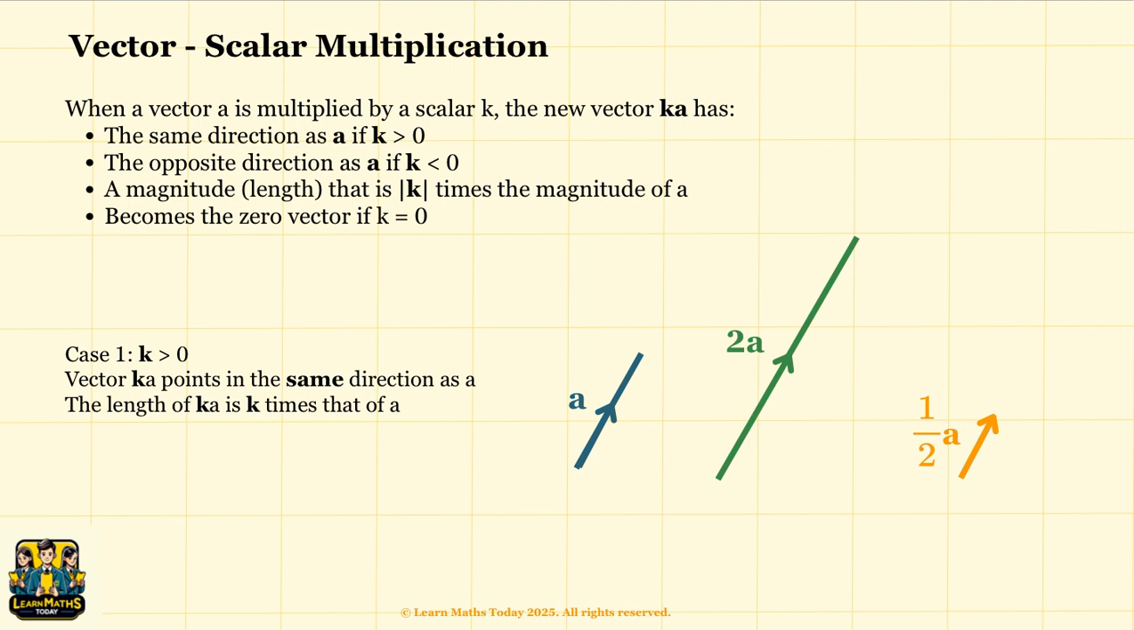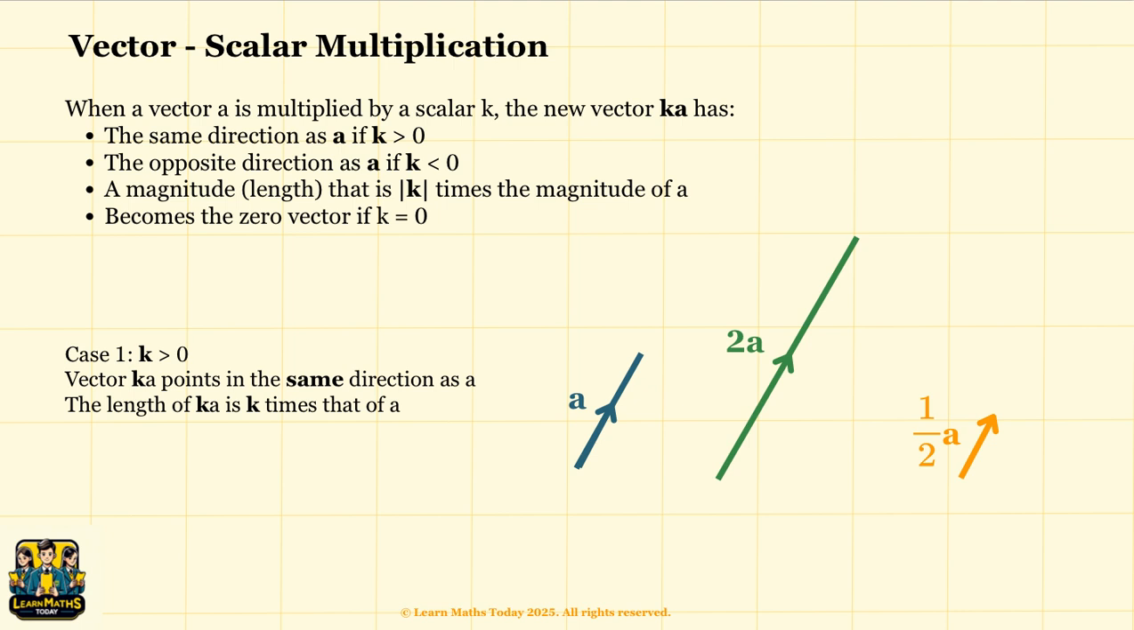First, what if k is more than 0, meaning we multiply the vector by a positive number? If we multiply a vector by a positive number, the new vector will point in the same direction as the original vector, but the length will change. If you multiply by 2, the new vector will be twice as long. If you multiply by half, the new vector will be half as long. So the new vector will stretch or shrink, but it will still point the same way.